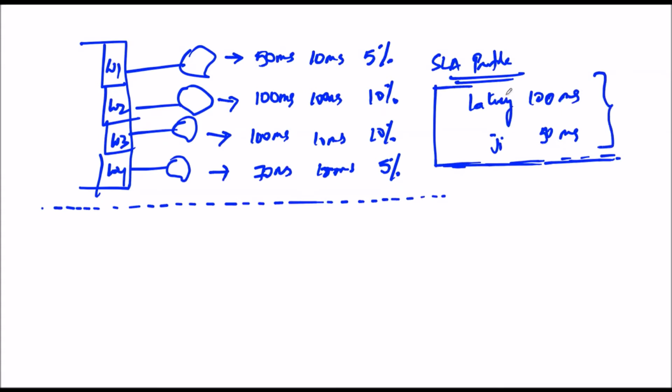Now, within this SLA profile, what if I configure my target so that I'll select the WAN circuits if the latency is 100 milliseconds and the jitter value is 50 milliseconds? It tries to verify both pieces of information. It is like an AND clause. It's not like an OR clause.